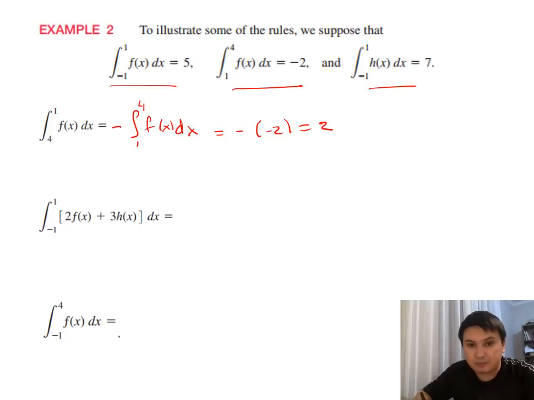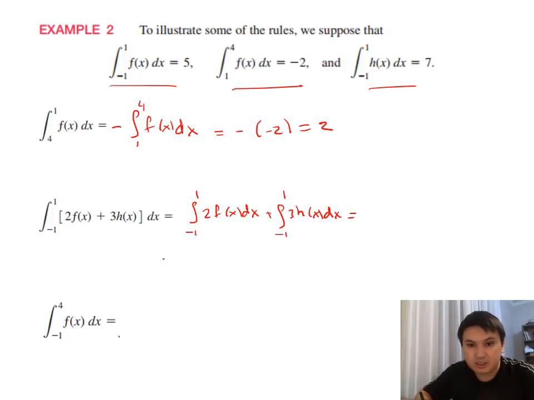In the next one, we can use the summation rule. So we can say, let's not hurry. I can write the integral of 2 f of x dx plus the integral from -1 to 1 of 3 h of x dx. And in the next step, I can factor out the constants.